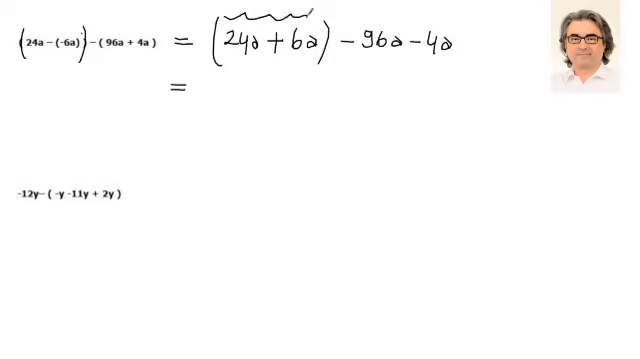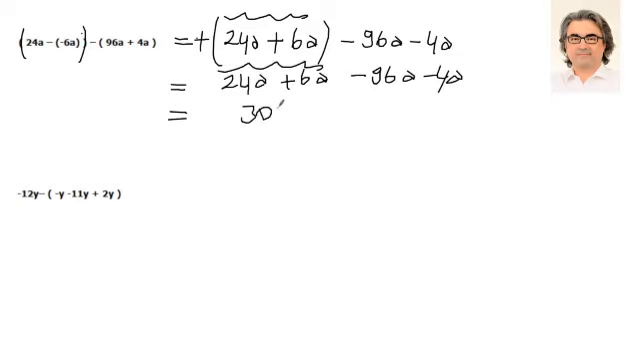Now this parenthesis, I make the operation in this parenthesis, but it has plus sign, as you see. So remove the parenthesis without making any change on the signs of the terms. So it means it's 24 times a plus 6 times a. Write the remaining again. 24 plus 6 is 30. 30a minus 96a minus 4 times a.